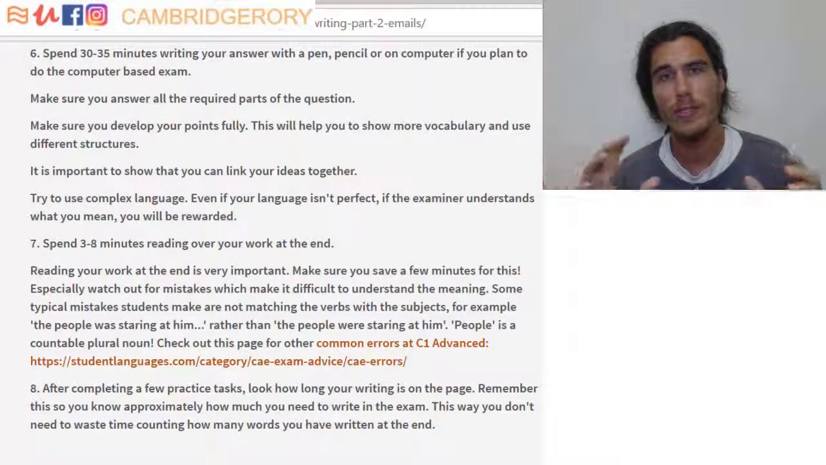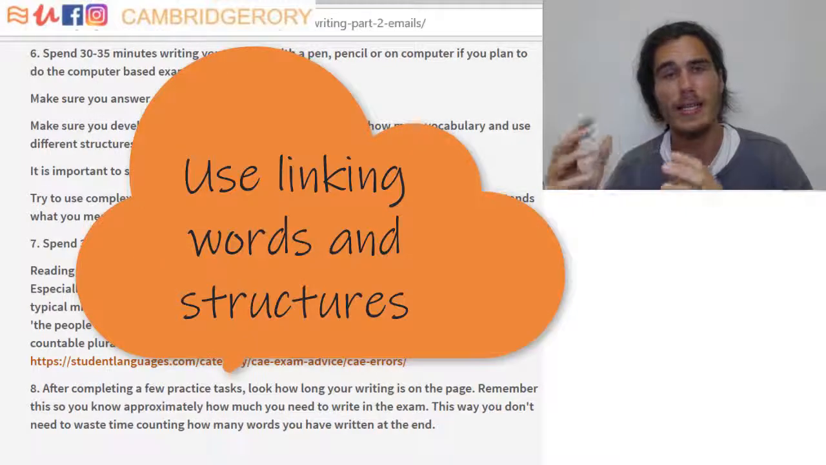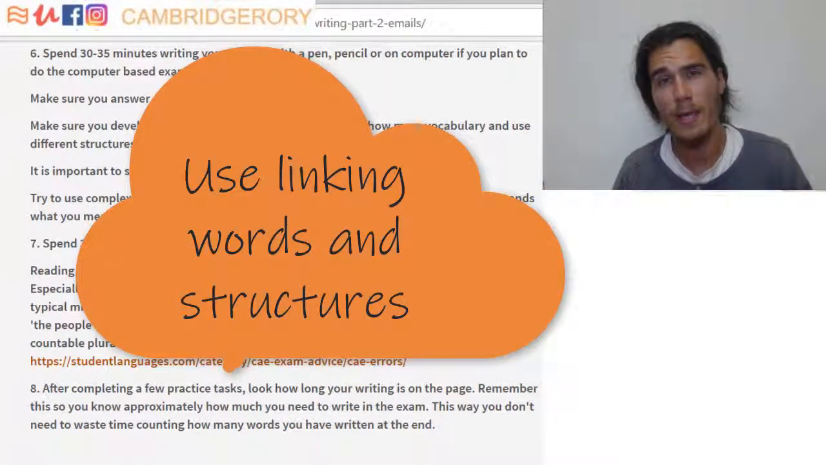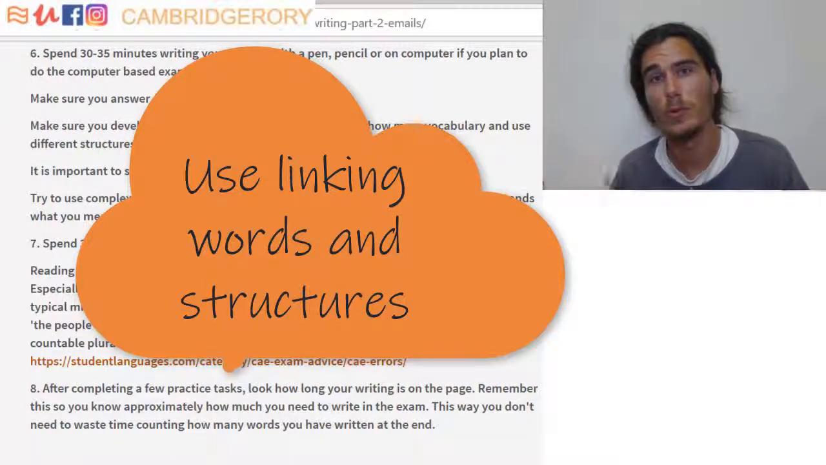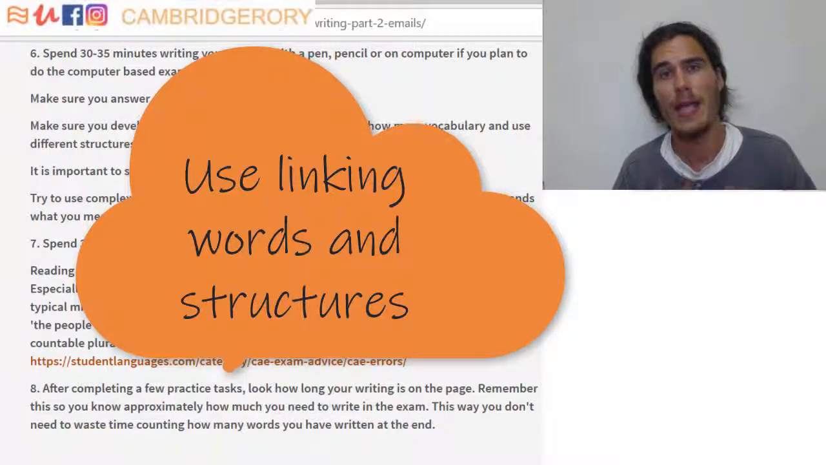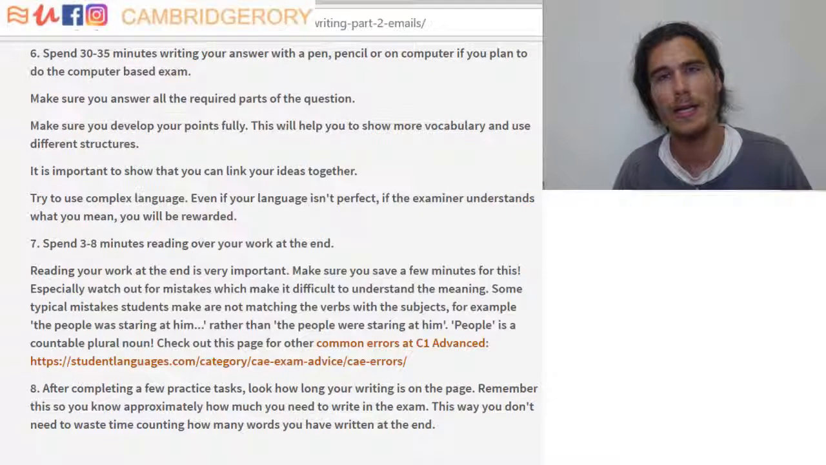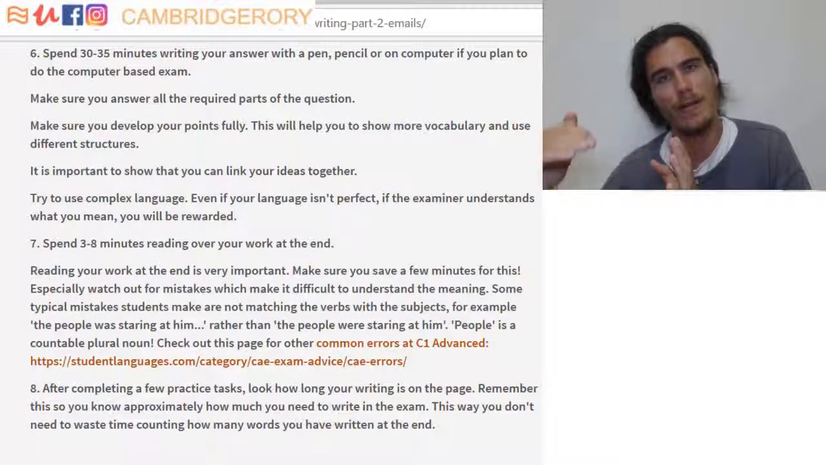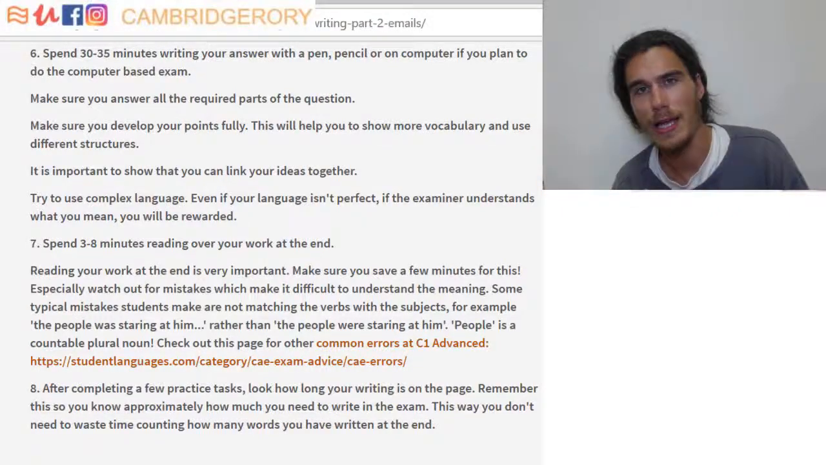It's also important that you show that you can link your ideas together in an appropriate way. So using linking words, for example, however and but will be useful, but also in the way you structure your email. And that is why planning your email at the beginning is important, so you can create a nice flow from one paragraph to the next.